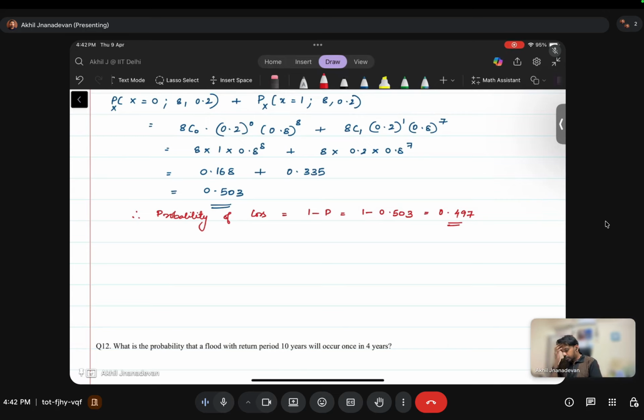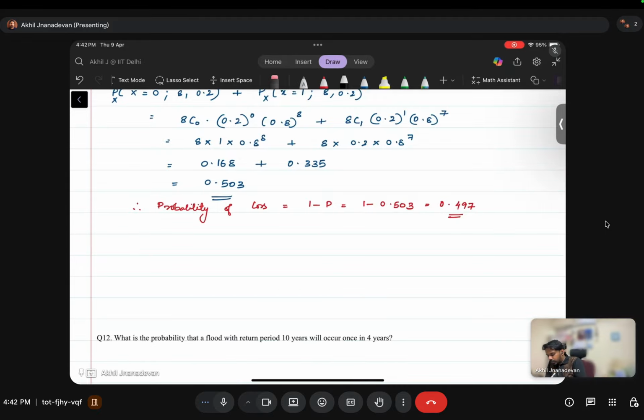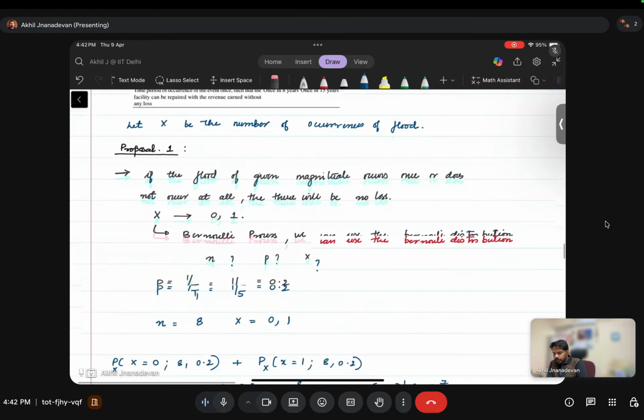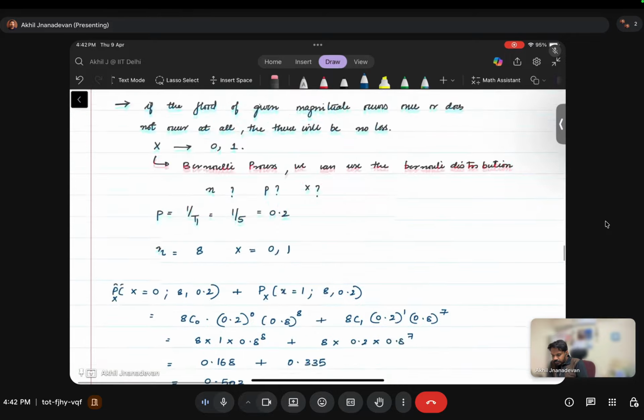Okay, so the probability of loss for proposal one is 0.497. Now we can look into the probability of loss for proposal two. So here also we will apply the same approach. We will consider the Bernoulli process. So we can see the parameters. P will be the probability; the return period is 10, so the probability is 1 by 10, that is equal to 0.1. N is not the same here.